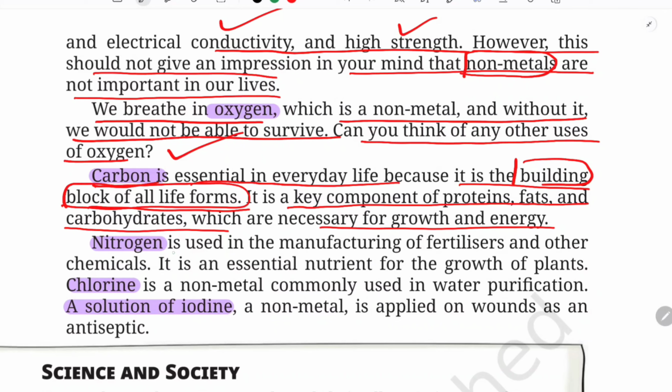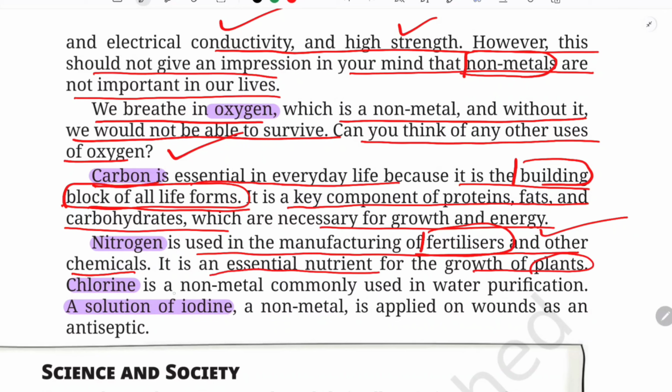Okay. And next, nitrogen, it is used in the manufacturing of fertilizers and other chemicals. Fertilizers are used in order to produce food in the agriculture sector. Otherwise, what will happen? If there were no fertilizers, there will be no improvement in the growth of plants. So it is an essential nutrient for the growth of plants.